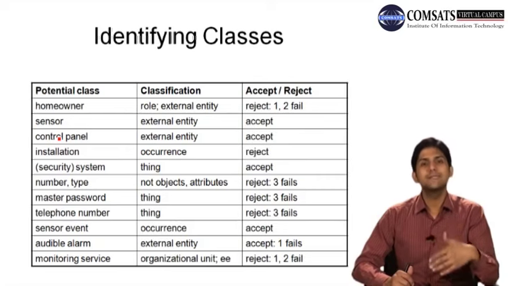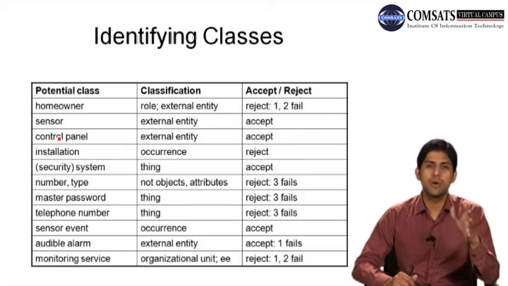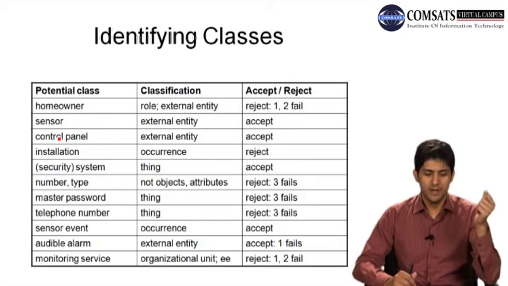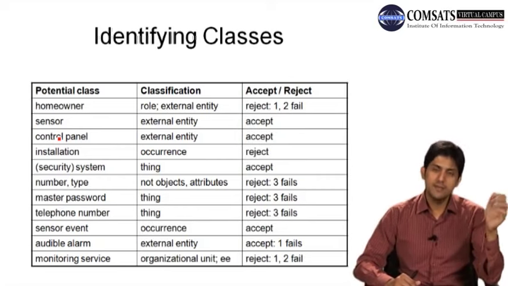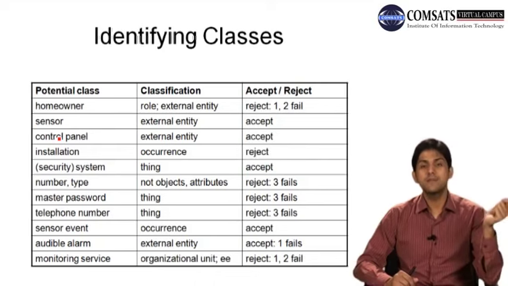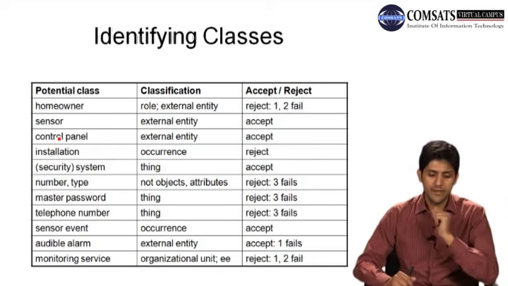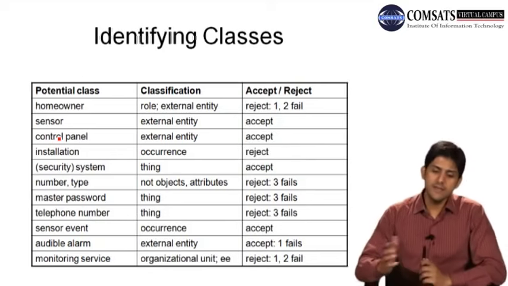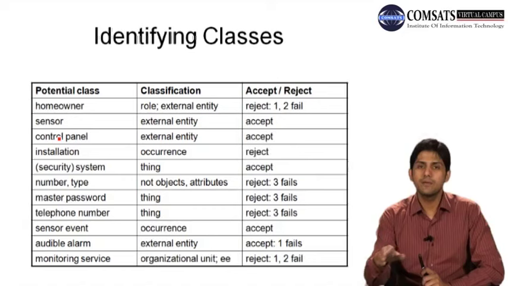Then master password and telephone number, again these are things, but they will not satisfy the criteria of common attributes, common operations, or multiple attributes. Then we have those sensor events, these are again occurrences. And the audible alarm is an external entity. Then we have monitoring service, that is an organizational unit. Now let's see which of these classes we accept and reject.